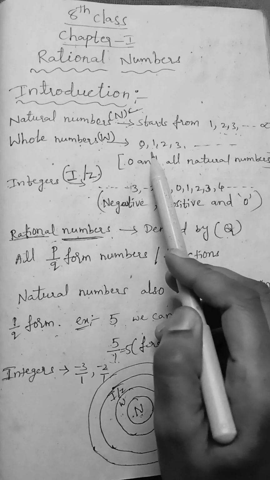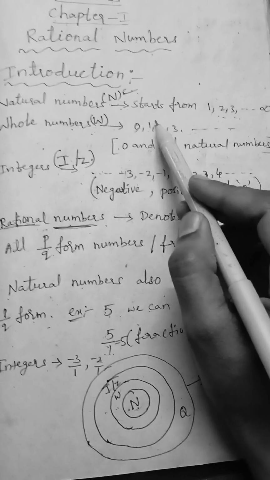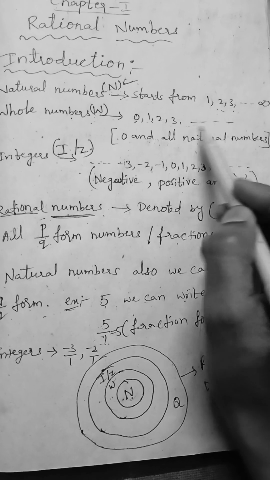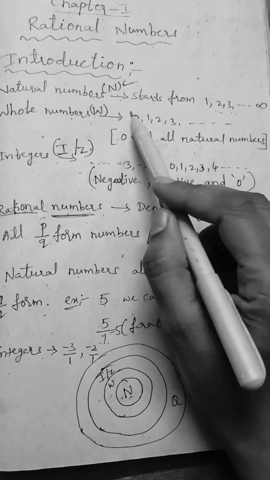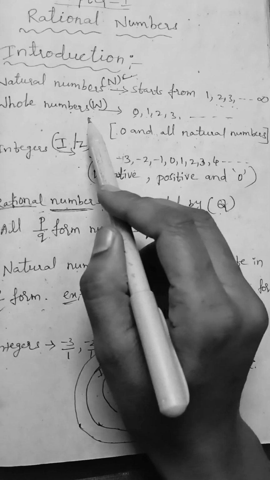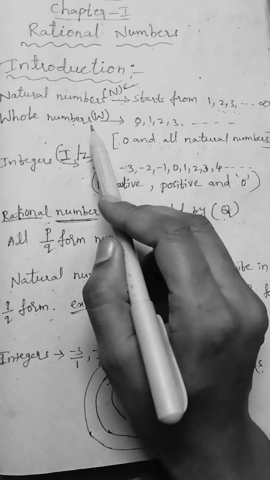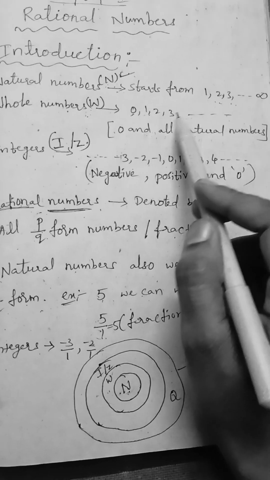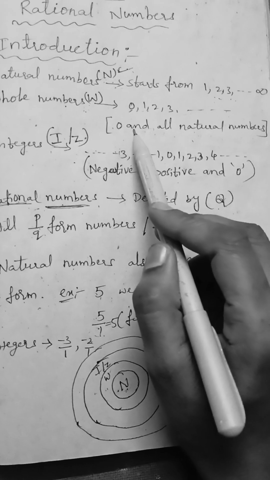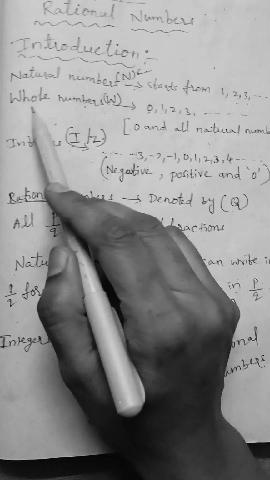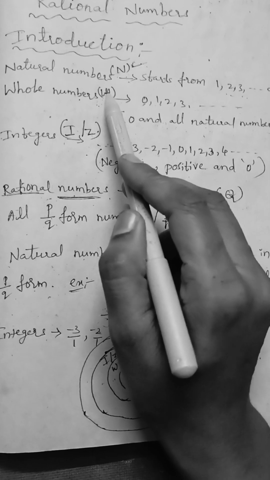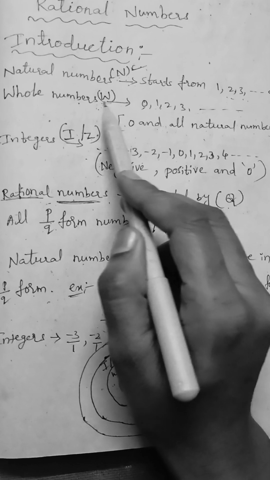From here we know all natural numbers. So if we include 0 in the natural numbers, that is called whole numbers. So 0 and all natural numbers are called whole numbers, which is denoted by capital W.